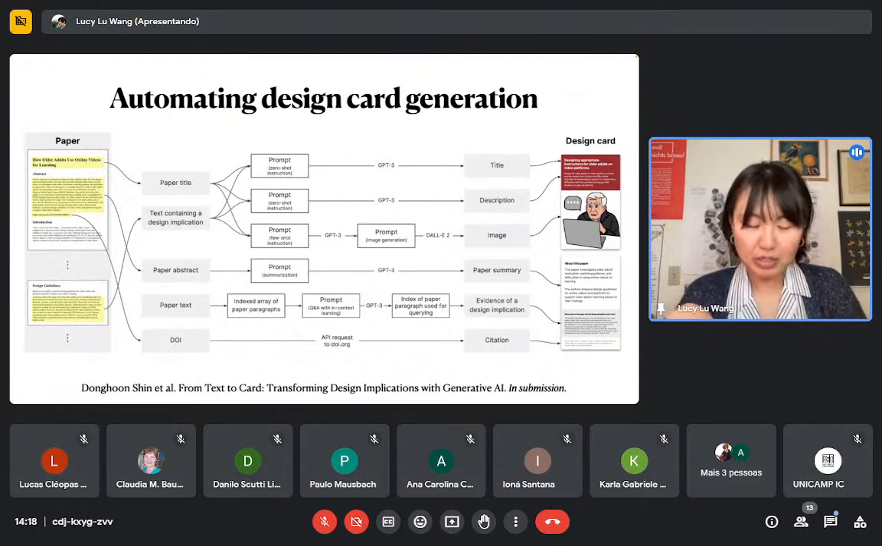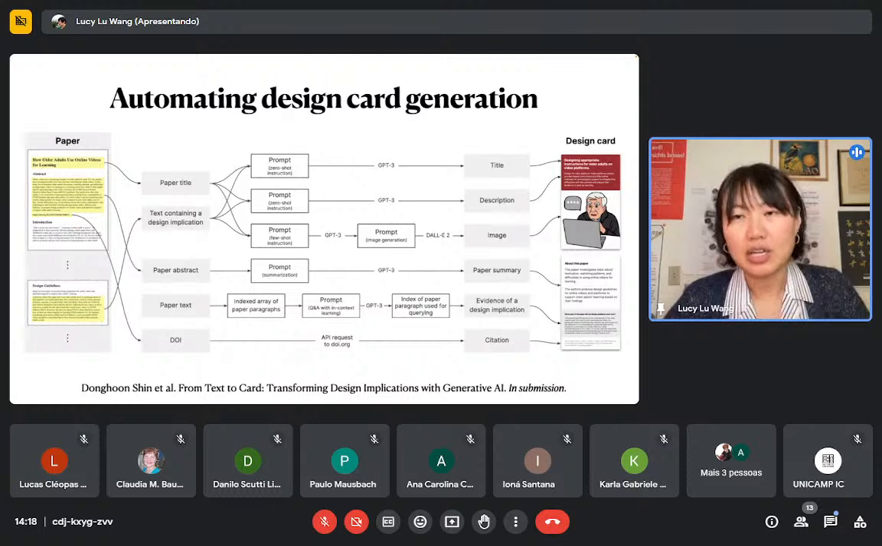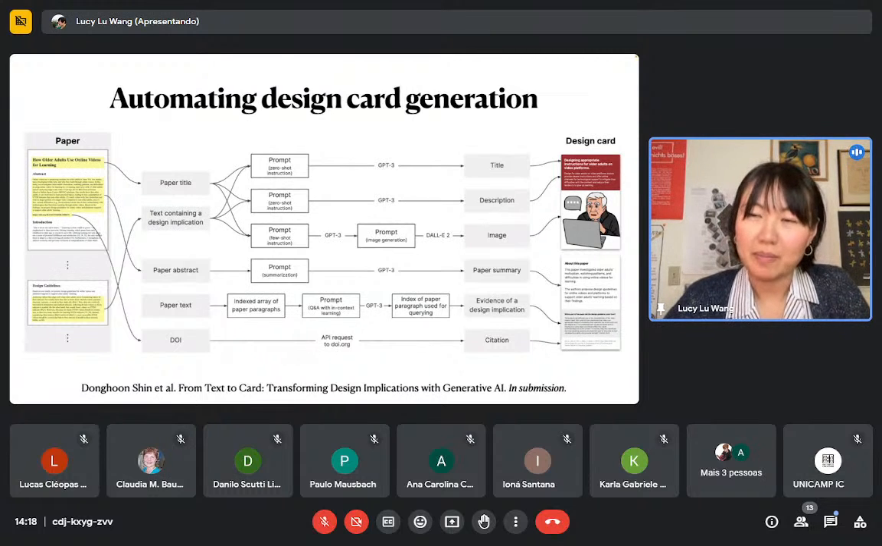So I'm not sure how much experience people in the room have had with these large language model technologies, but they can quickly generate reasonable quality text in a variety of domains, including in scholarly communication.